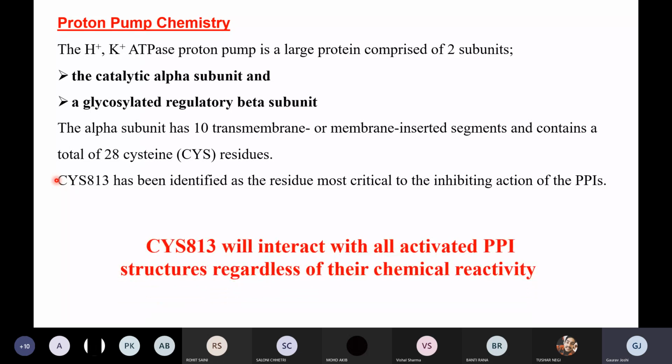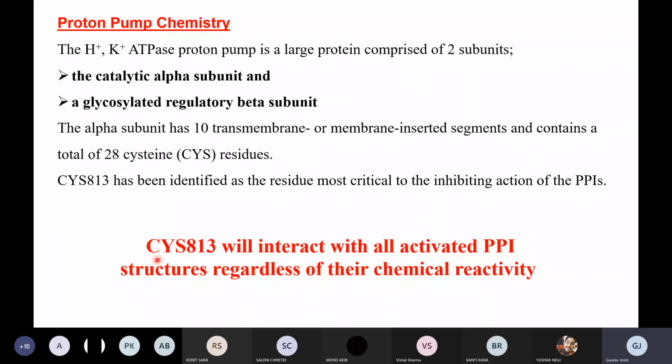So take home message: cysteine 813 will interact with all the activated PPI structures regardless of their chemical reactivity. This is a very important question regarding your GPAT examination, right? Because in the GPAT examination, they might ask you which is the exact amino acid in which the proton pump inhibitors act, right? So the correct answer will be cysteine 813.